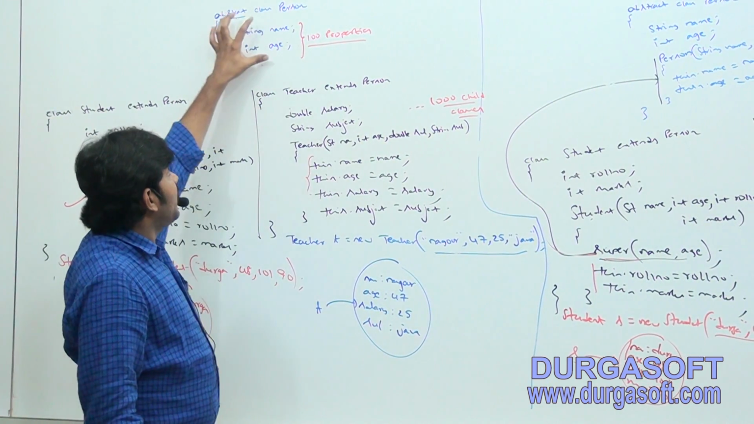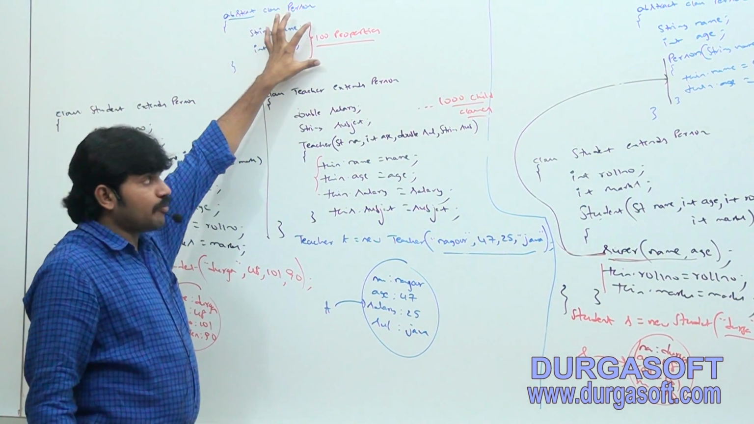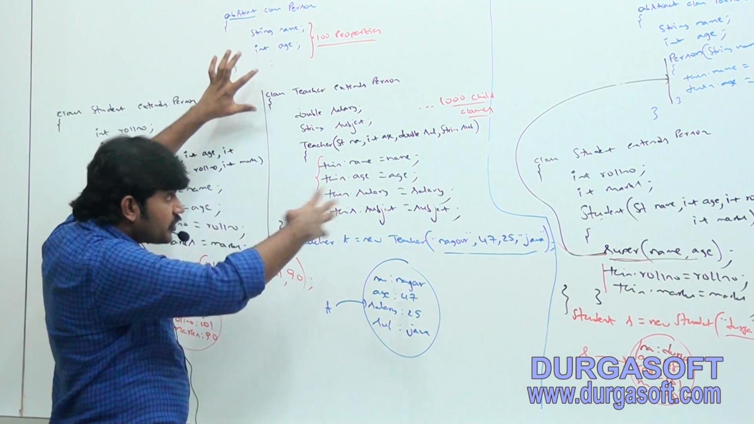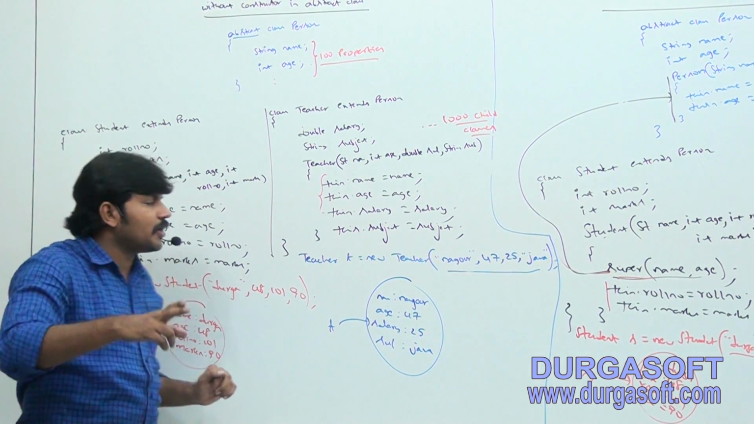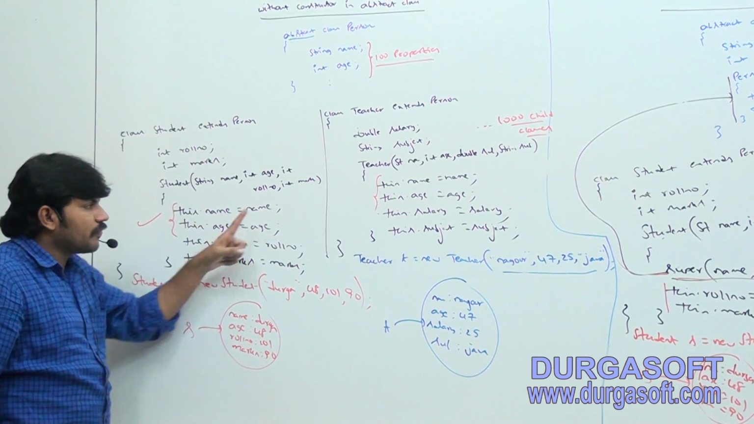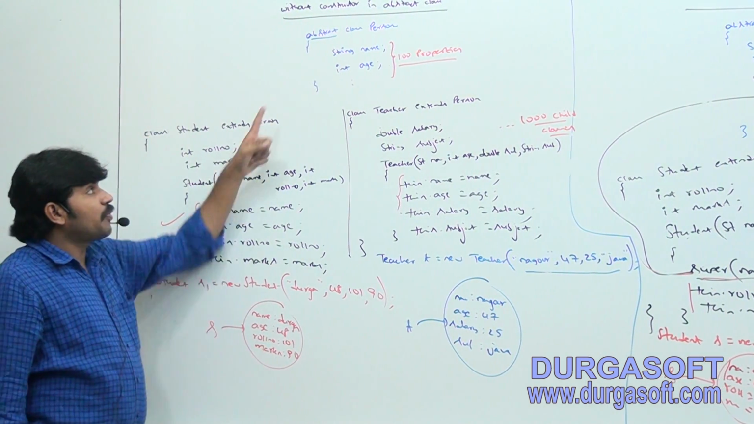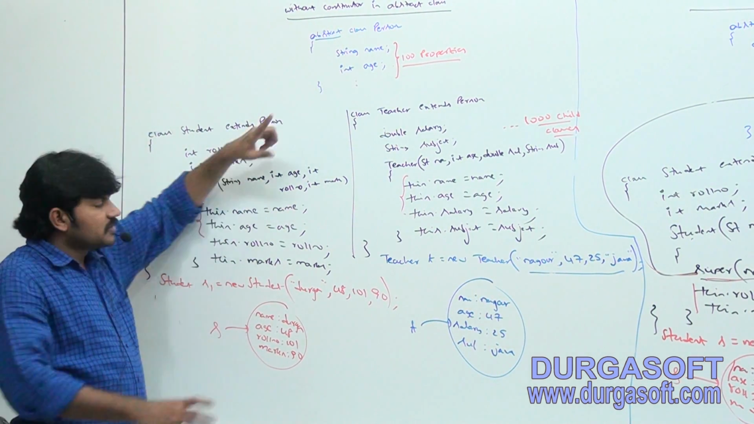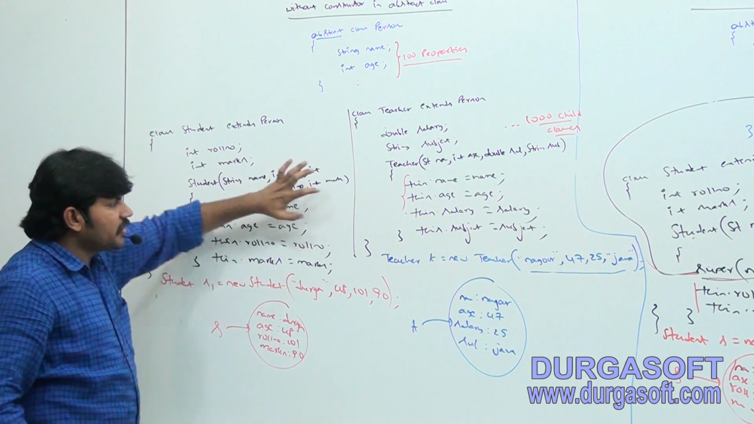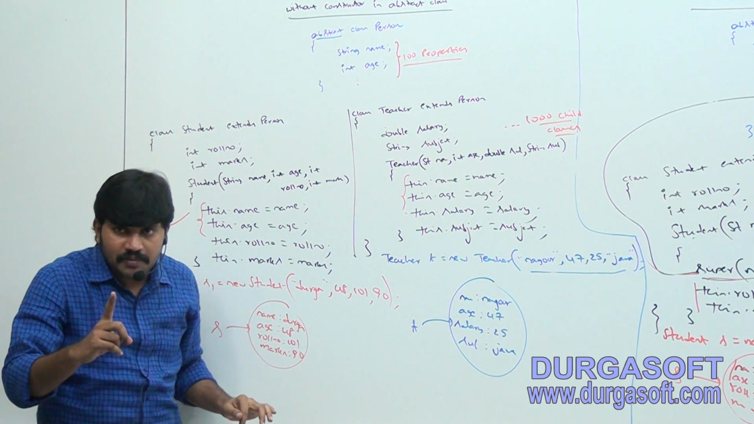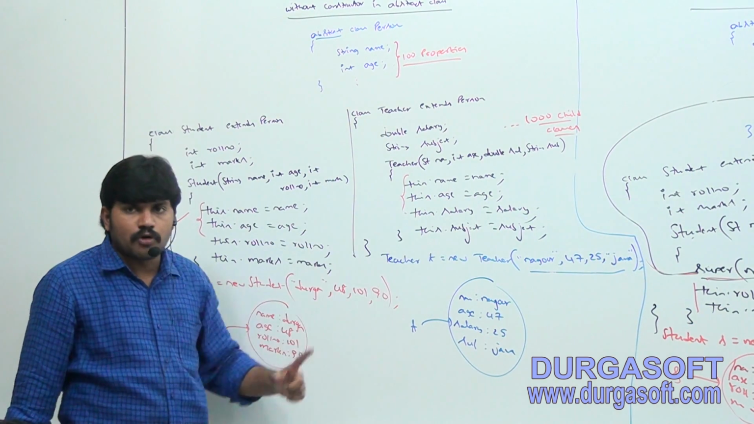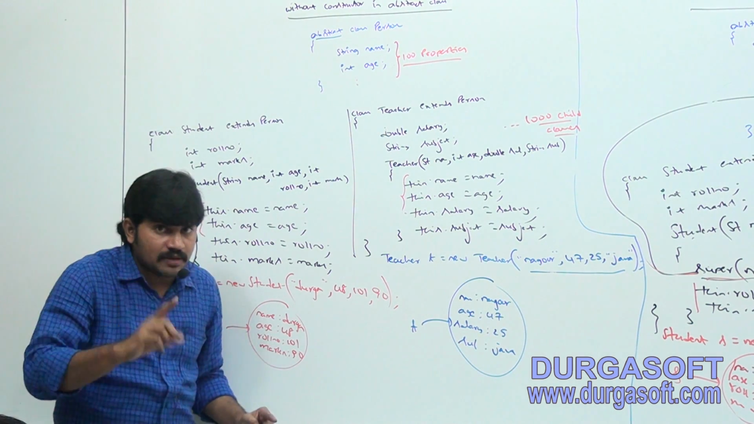Sir, if the parent class contains 100 properties, in every child class, for all those 100 properties, compulsorily we have to perform initialization because the parent doesn't contain a constructor. Sir, 100 lines in every child constructor. Is the code the same or not? Same code. A code redundancy problem will come.